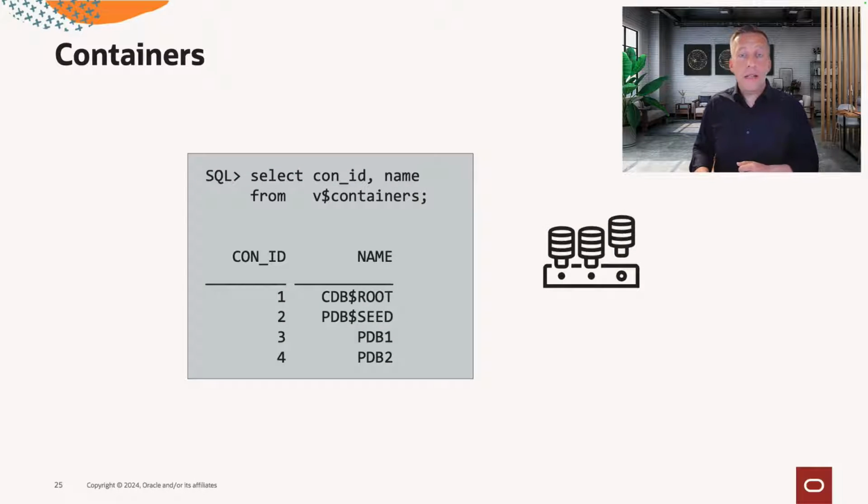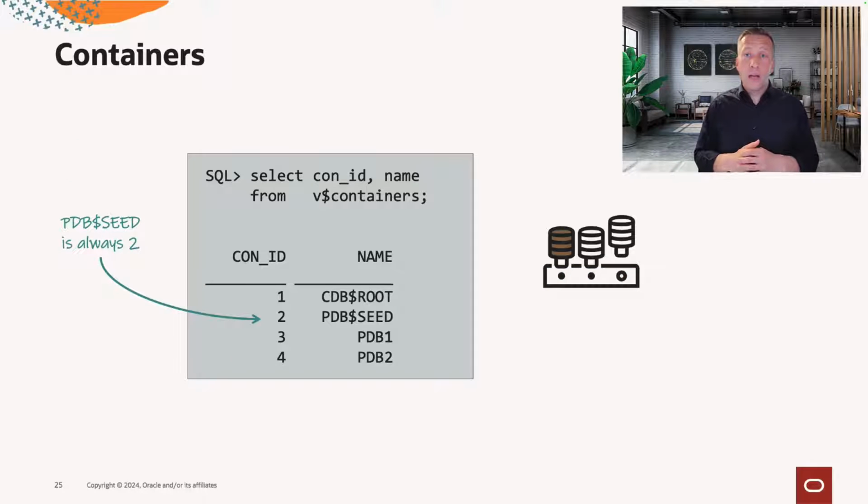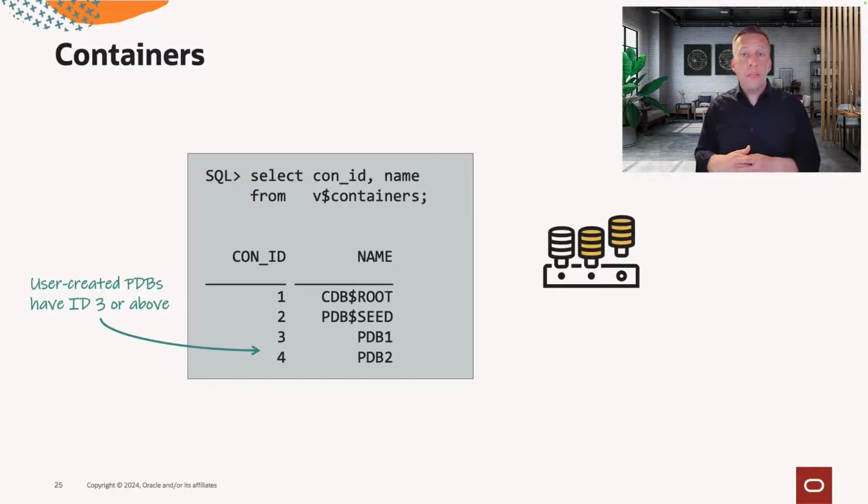When you connect to the container database, there's a view called V$CONTAINERS. It gives you an overview of all the containers that you have in your container database. You will always see a row with CON_ID 1, container ID 1, which is CDB$ROOT or the root container. You will always also have a row with CON_ID 2, which is PDB$SEED or the seed container. This is an empty PDB that we can use to rapidly provision new empty pluggable databases. And then when you start to create your own pluggable databases, we will assign them with CON_ID 3 and then above, and you can create as many as you want.